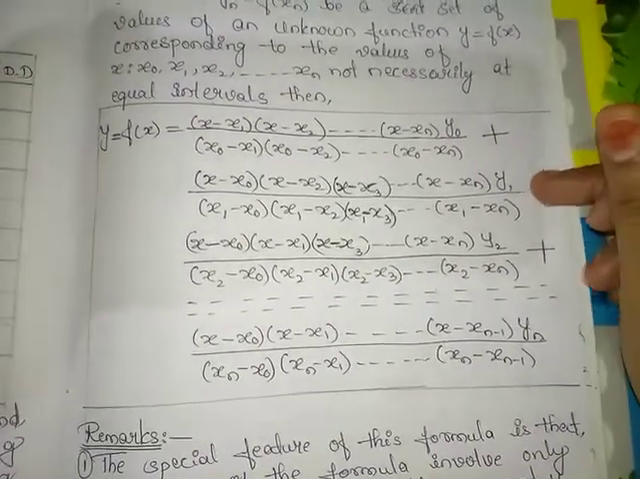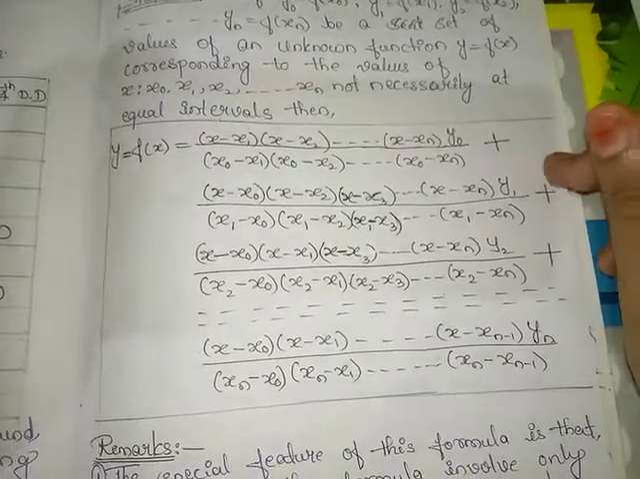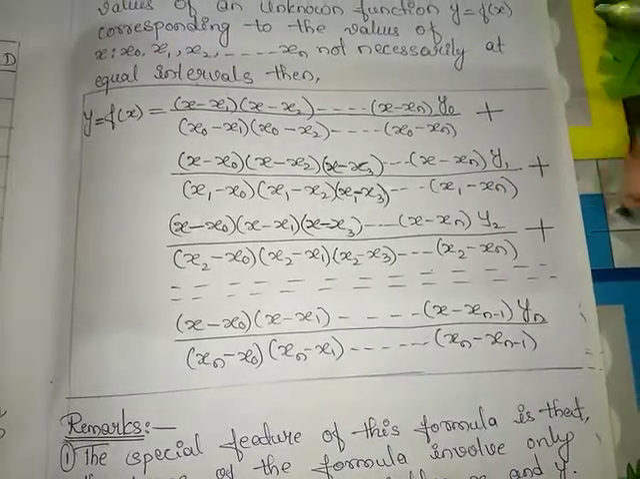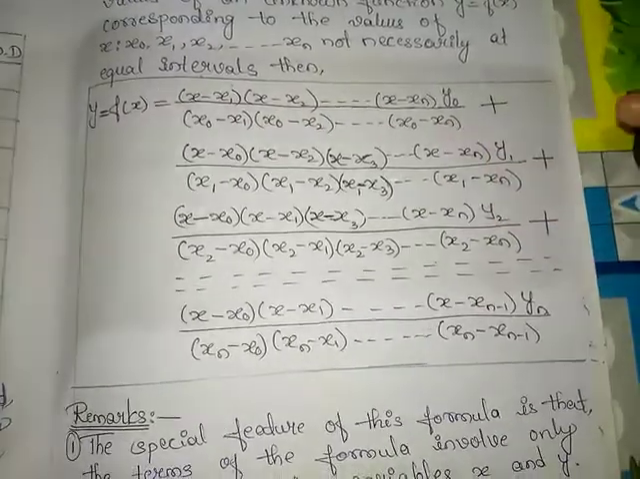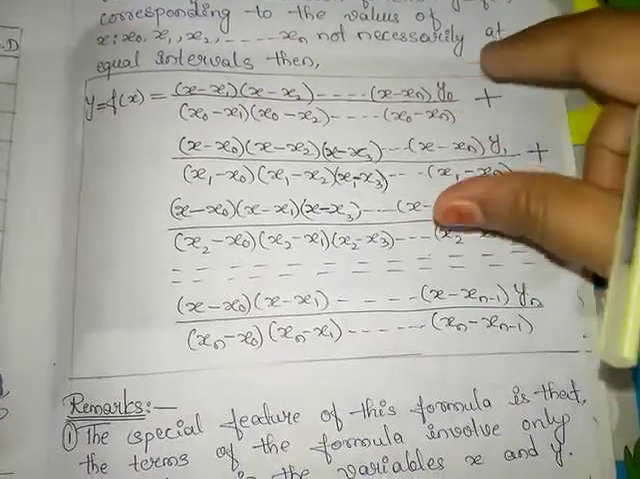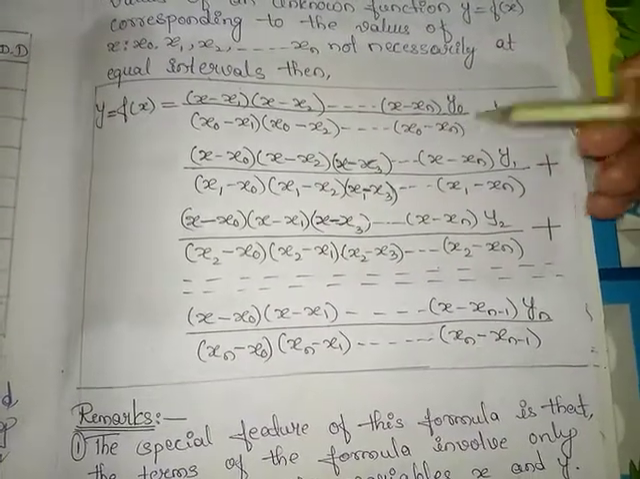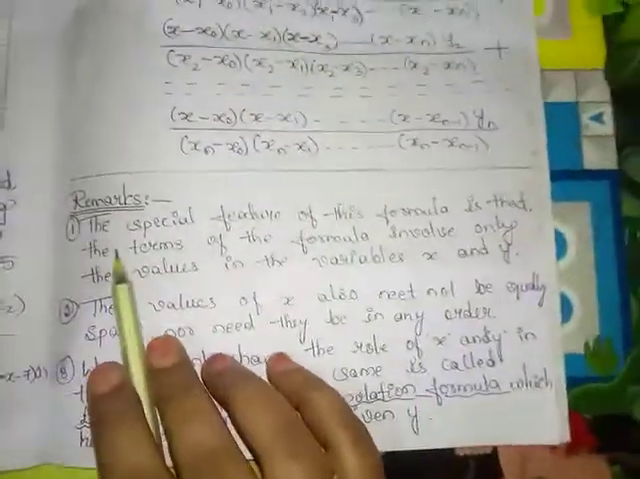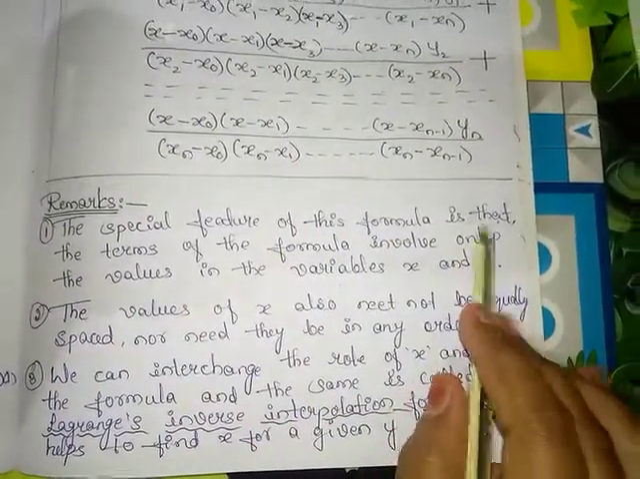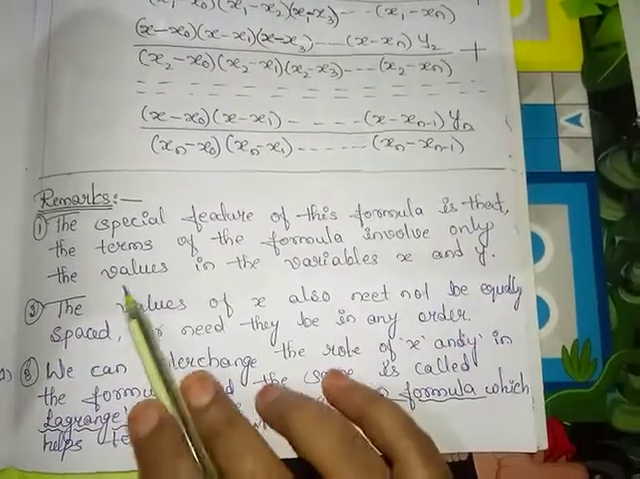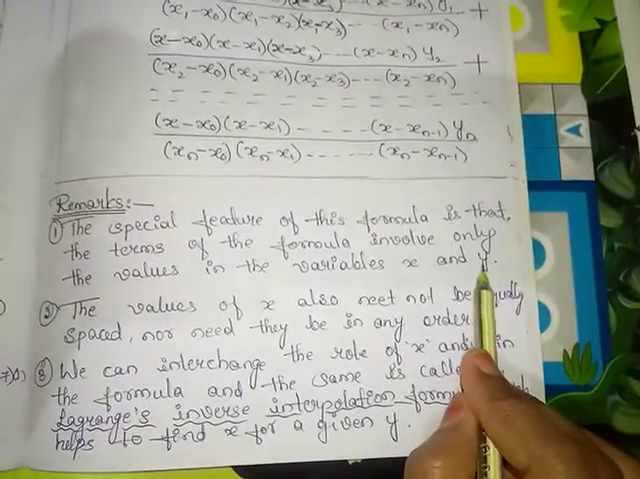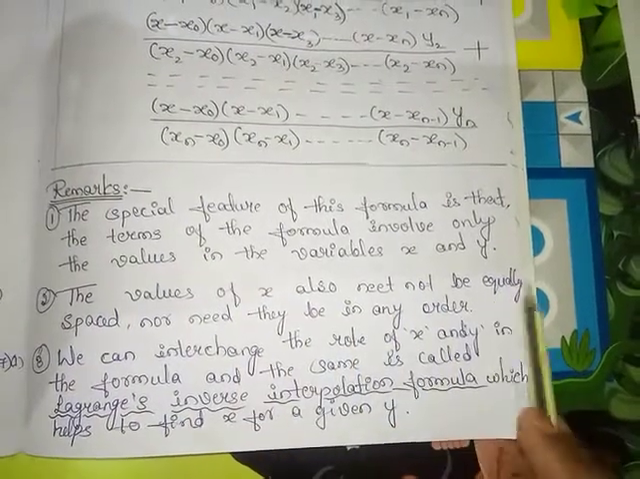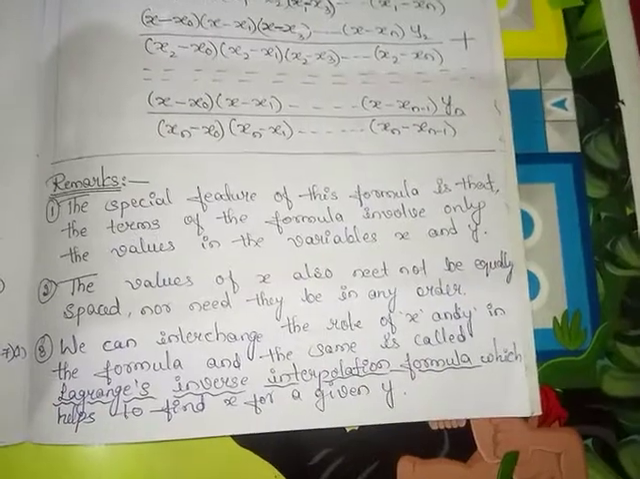This is our general formula for Lagrange's method. Since this is the general formula for nth terms, it seems very big, but when you solve the examples, it is very easy. But you have to be careful about which values are taken for numerator and denominator for the particular first, second, third, and fourth, and so on terms. Remark: the special feature of this formula is that the terms of the formula involve only the values in the variable x and y only. The values of x also need not be equally spaced, nor need they be in any order. This is known.